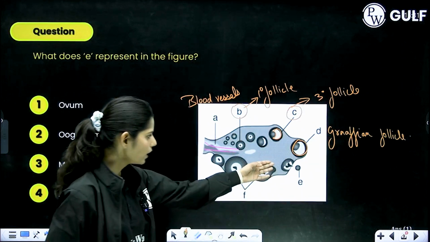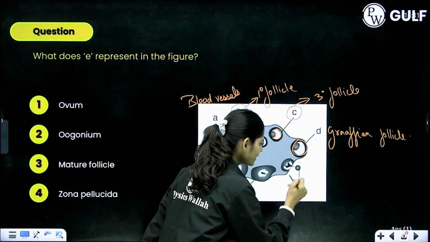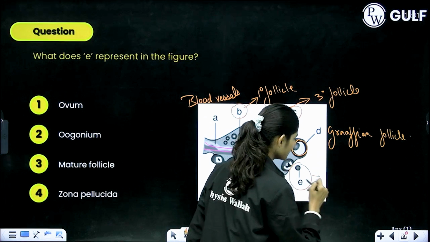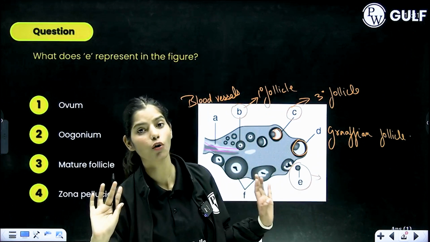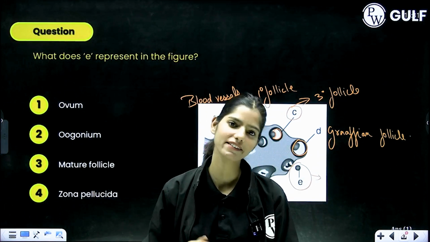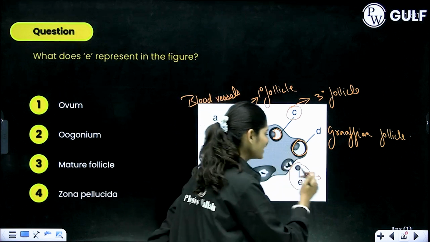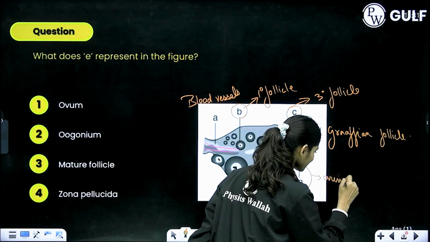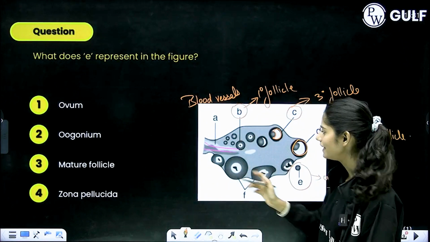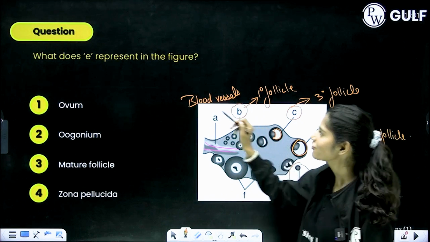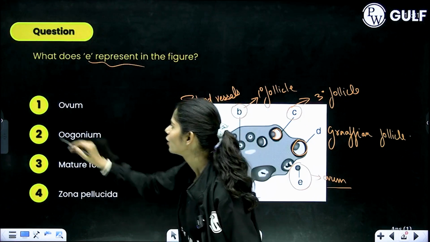All right, then we have this secondary oocyte, which is released, and in your NCERT book it is called ovum, but technically we all know it is called secondary oocyte, right? So here we have ovum. Okay, so the correct answer, E, is actually representing the ovum.